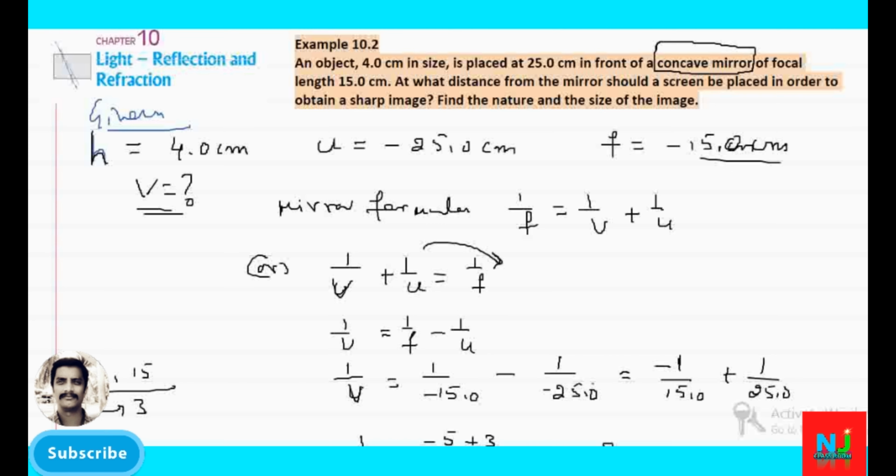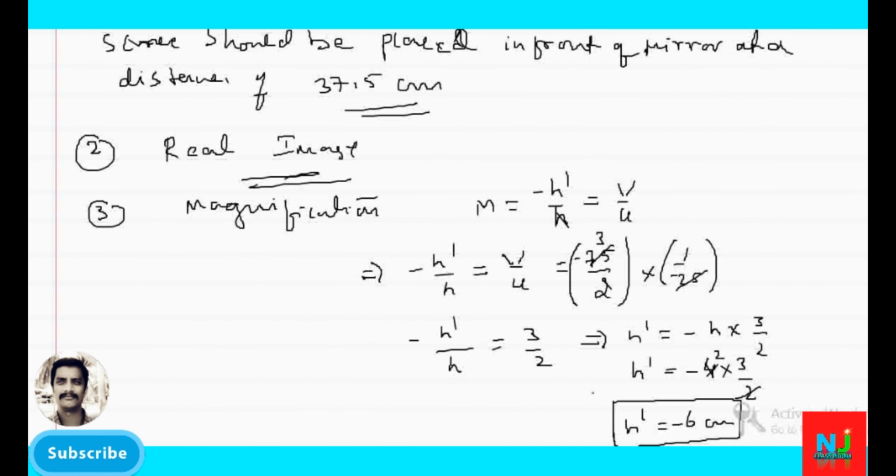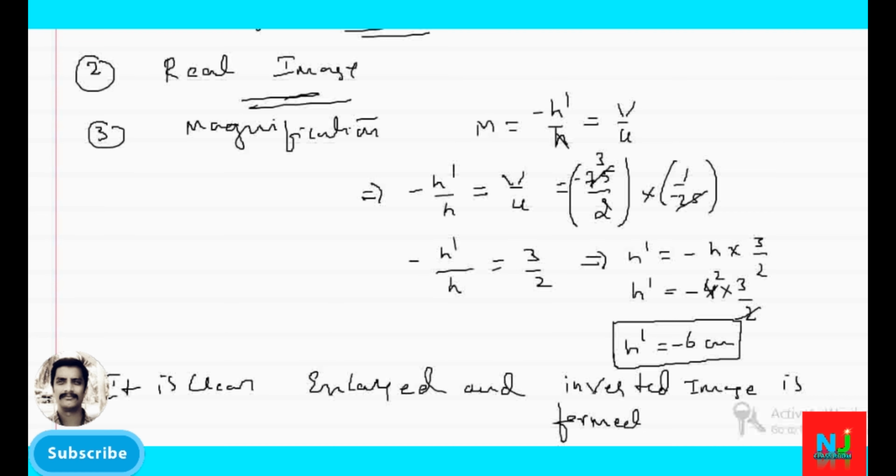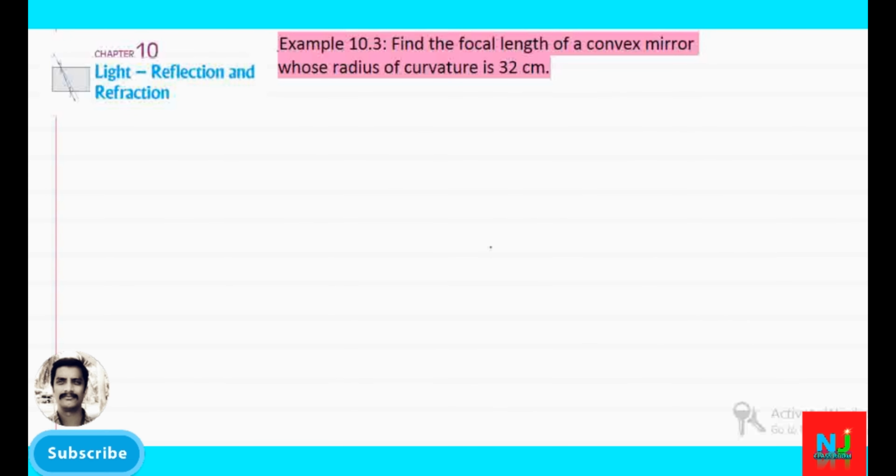So I repeat, it is a very simple problem. You have to find out the object distance, that is, where the screen should be placed, and also the nature and size. Size is nothing but the size of the image. It is equal to 6 centimeter. What does the negative sign show? The negative sign shows it is inverted. So let us go for example number 3.